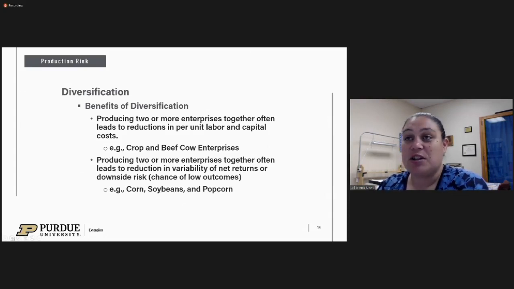By doing this, you're able to help reduce income variations from year to year. This can be done by producing 2 or more enterprises together that leads to a reduction in unit labor or capital cost, or by producing 2 or more enterprises together that reduce the variability of net returns.